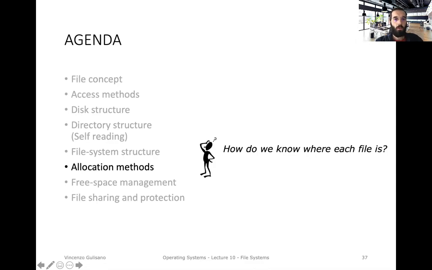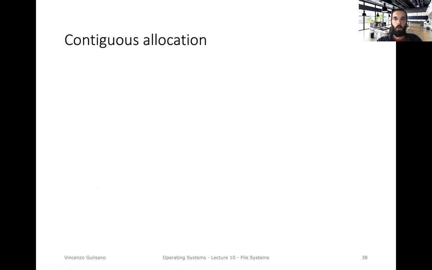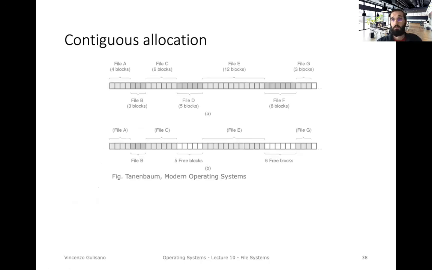Let's move now to allocation methods. So basically, let's see how we can answer the question, how do we know where each file is? First way to go with this is to choose contiguous allocation. Is, as the name suggests, and it's similar to what we have discussed when we were talking about memory.